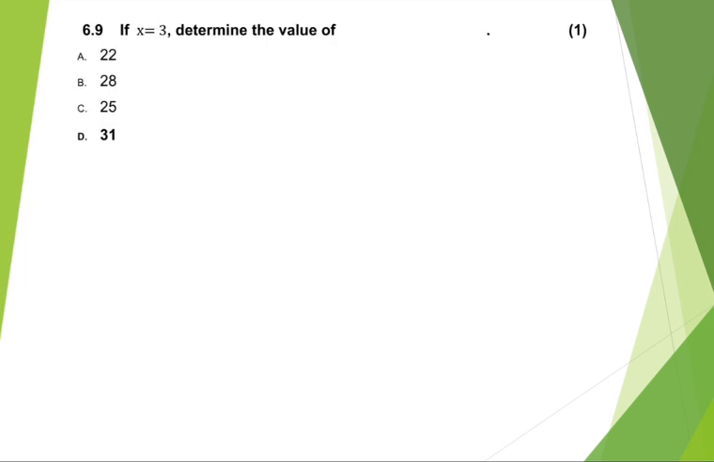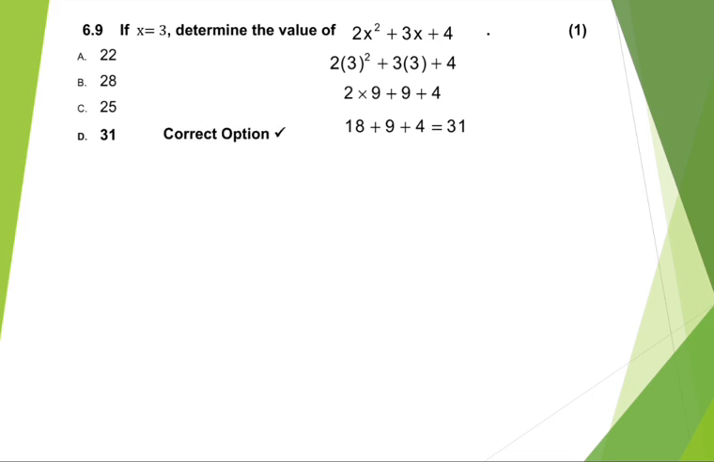We move on to the next one, 6 point. If x is equal to 3, determine the value of 2x squared plus 3x plus 4. So it means where there's x, we are putting 3. So let's put the 3. That's 2 multiplied by 3 squared plus 3 multiplied by 3 plus 4. So that gives us 2 multiplied by 9 plus 9 plus 4, which gives us 18 plus 9 plus 4, which is equal to 31. The correct option is D, 31.